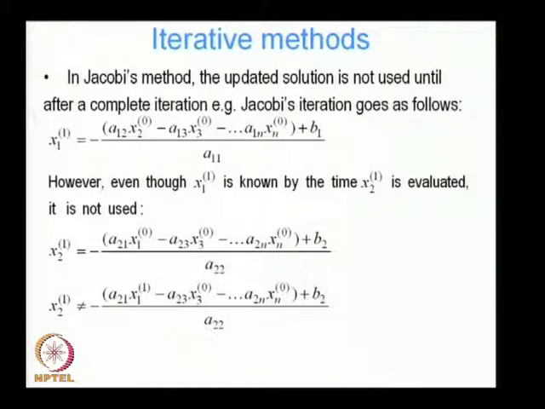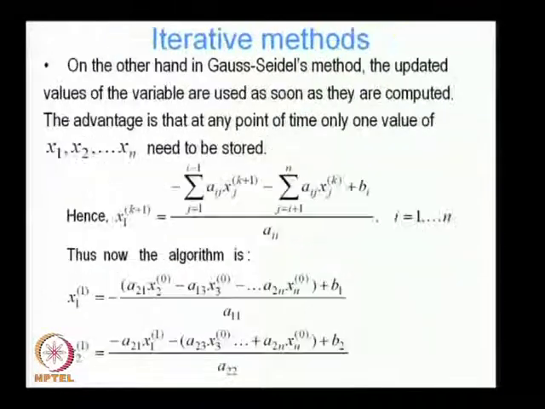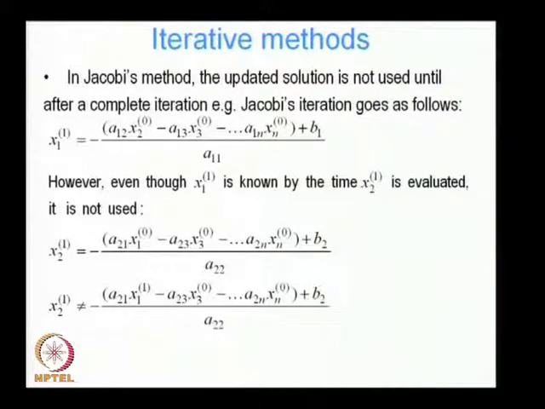On the other hand, there is something known as Gauss-Seidel's method. In the Gauss-Seidel method, the updated variables are used as soon as they are found. So, once we know x1 1, we are going to use x1 1 in the equation for x2 1. So, if we go back to the previous slide, Gauss-Seidel says we are going to use this, while Jacobi says that we are going to use this.